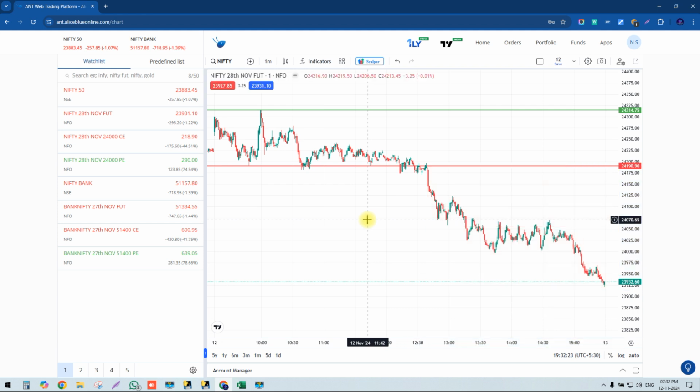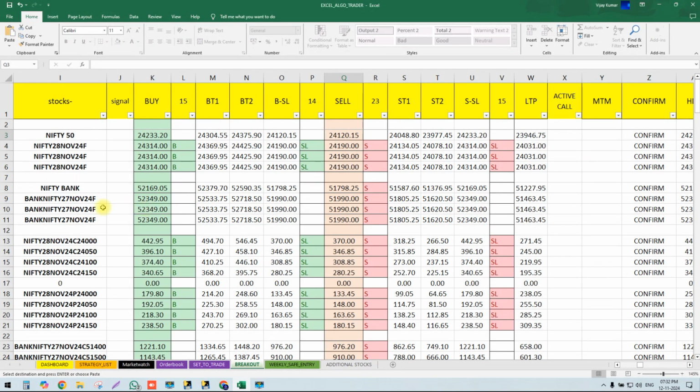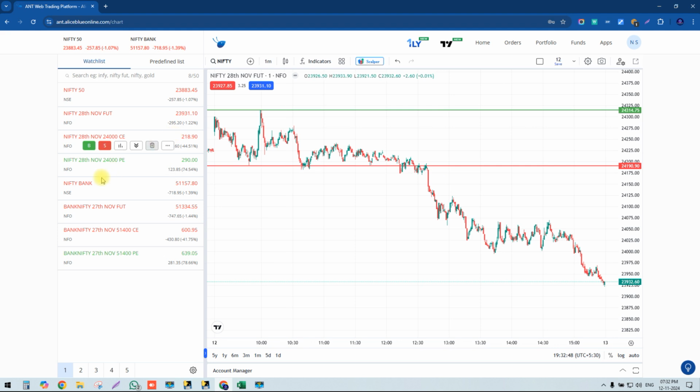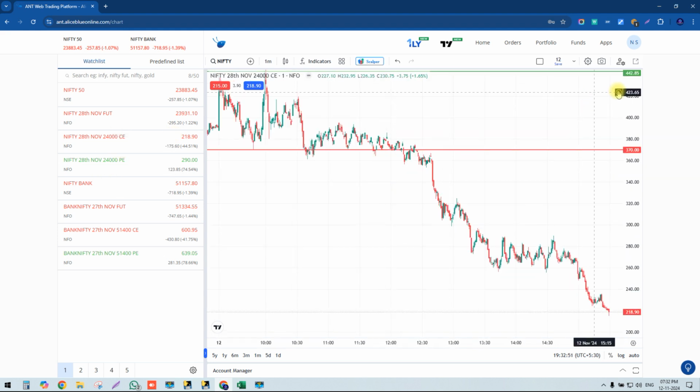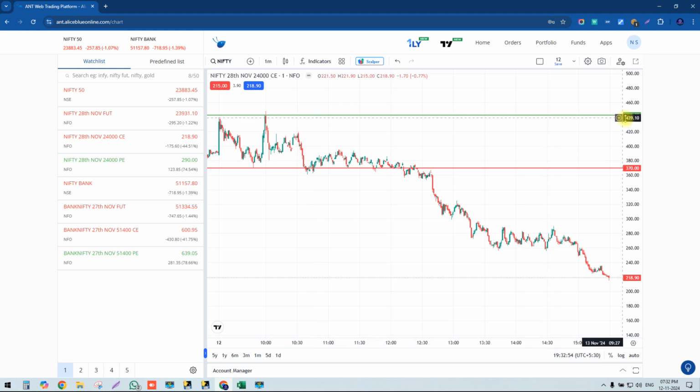Okay guys, next we'll come to Nifty call options. We'll check it from here in our breakout strategy in Excel Algo Trader. This is the Nifty call option. The strike price is 24,000, buy was generated at 442 and sell was generated at 370. Okay guys, we'll open the candle chart of the Nifty call option, and you can see here 442 buy was generated; green is for buy at 442, and green is for 317. Yes guys, you can see here, I'll show you.